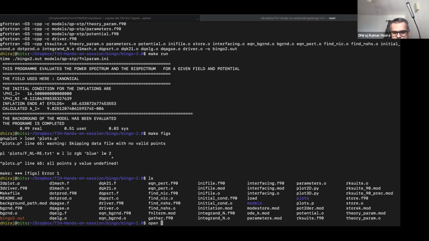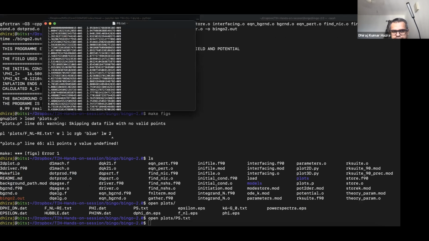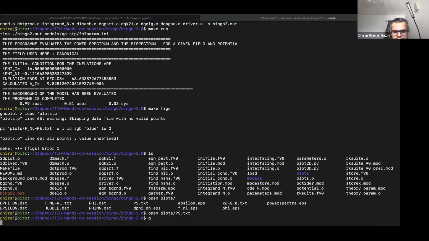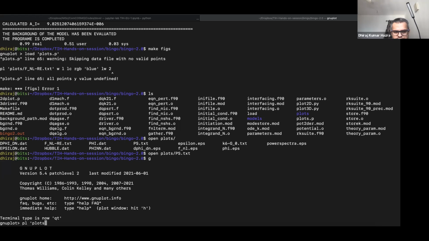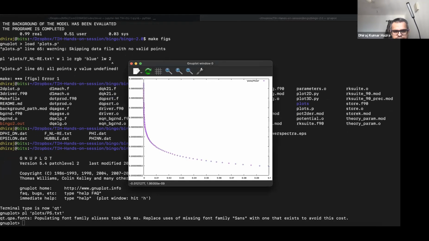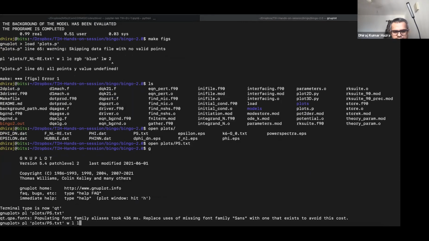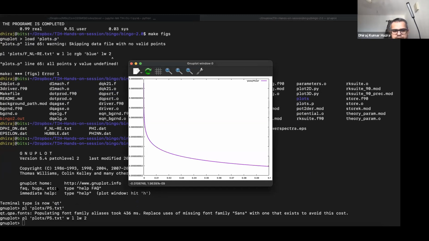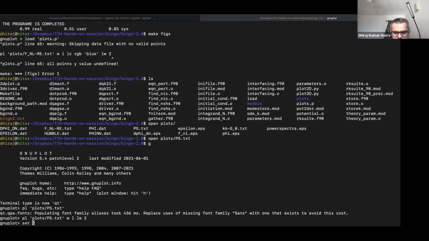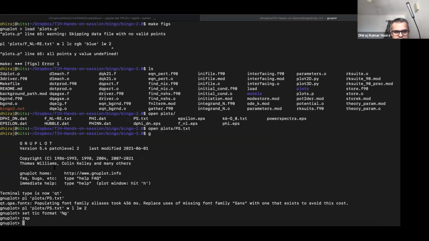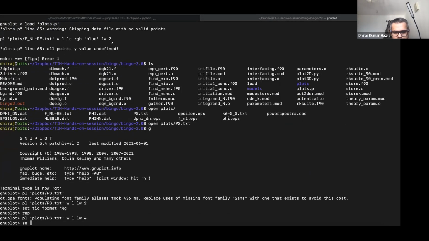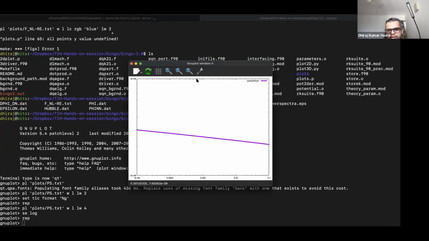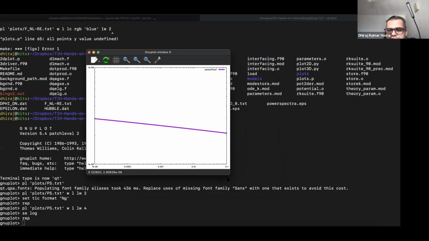Open plots, ps.txt. So this is how the power spectrum looks. Okay, so this is the primordial power spectrum as a solution to the Mukhanov-Sasaki equations.